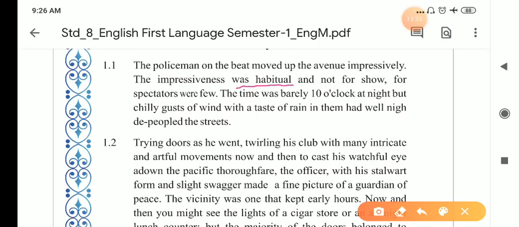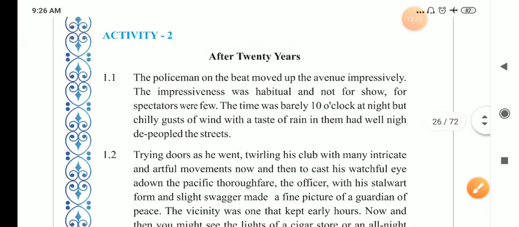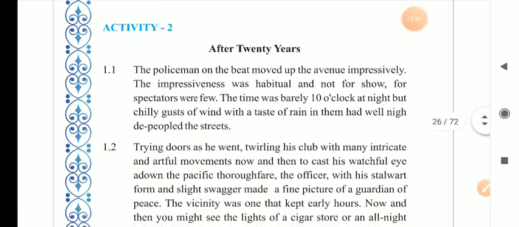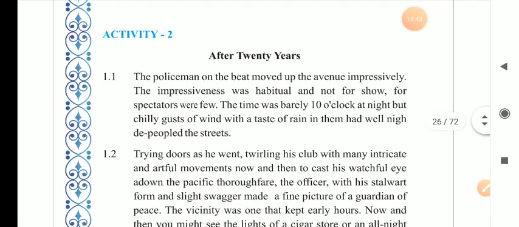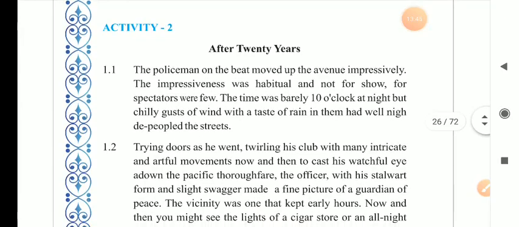The time was barely 10 o'clock at night. You see, the time is also given over here. The time is 10 o'clock at night. And generally, if we think of our surroundings, if it is winter season, it won't be possible for anyone to identify anyone at night 10 in severe cold.